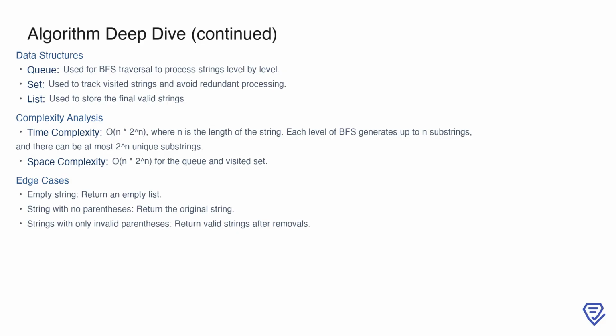For edge cases, we need to handle scenarios like an empty input string, which should return an empty list, or a string with no parentheses, which is automatically valid and should be returned as is. Additionally, strings with only invalid parentheses should be processed to return valid results after the necessary removals.